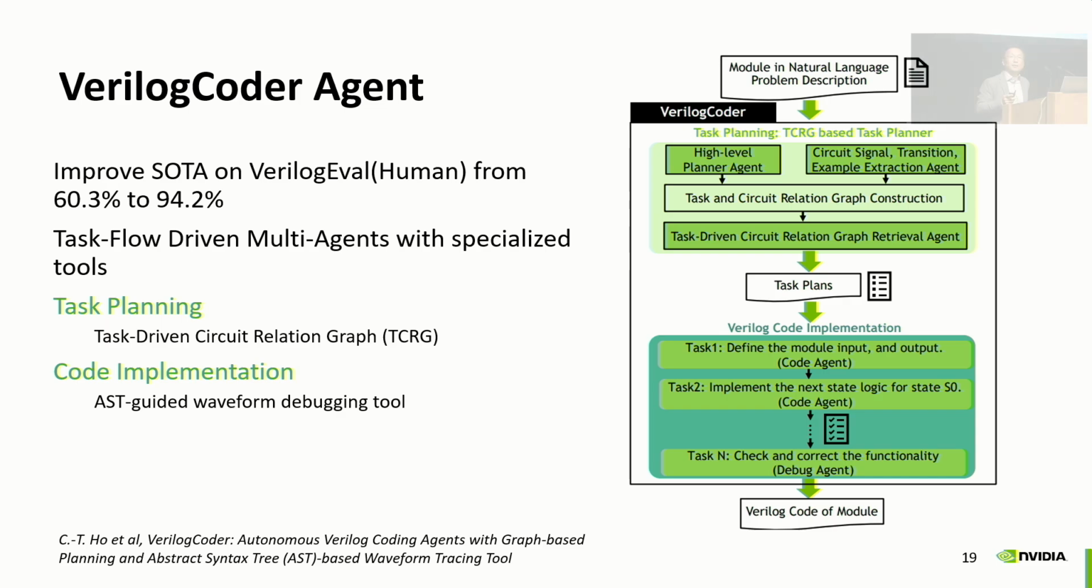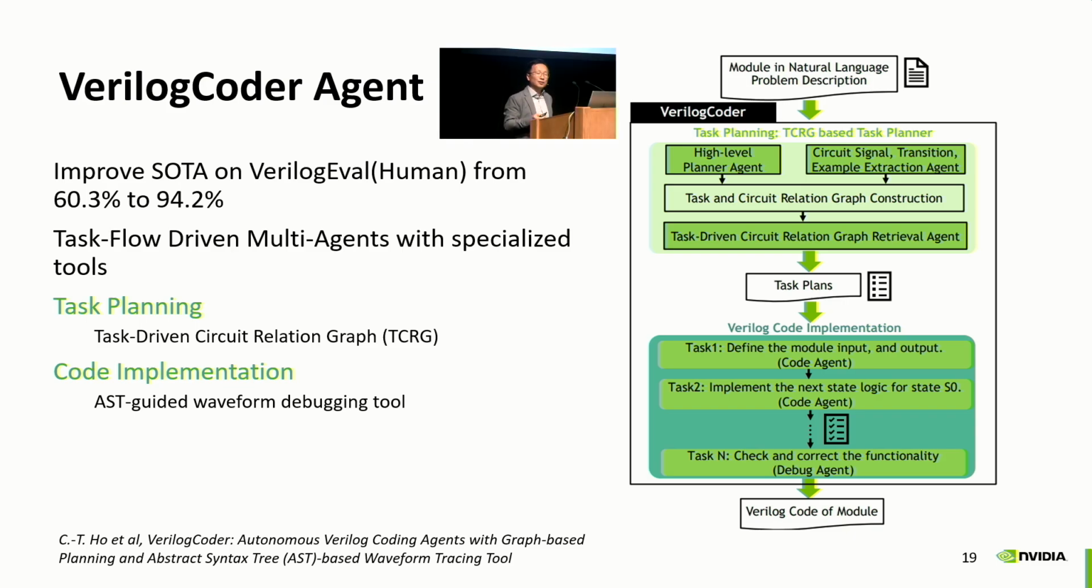Finally, let's revisit the Verilog generation use case, which gives super good results on the VerilogEval benchmark. Compared to the previous two use cases, this is a more complicated one. It uses multi-agents. It uses the task flow. It extracts the custom knowledge graph as well as the custom tools. So at a high level, it has two stages. The first one is the planning stage, and the second one is the implementation stage.